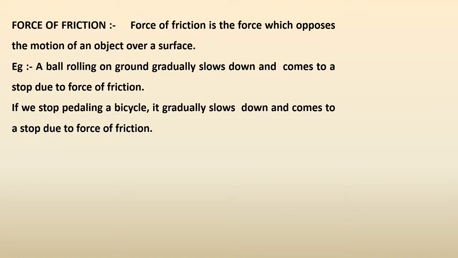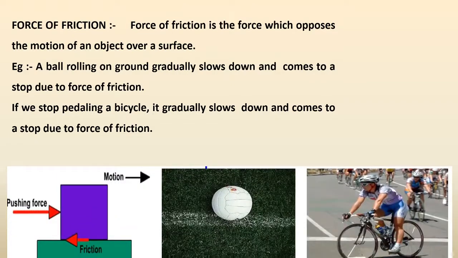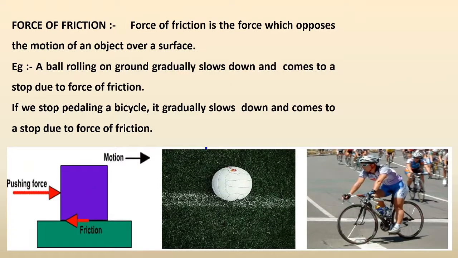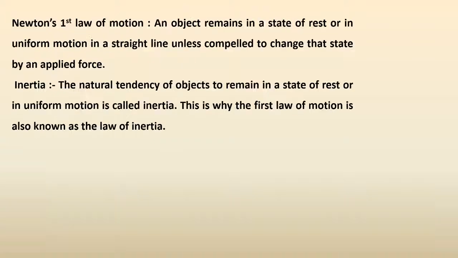Next is force of friction. And what is force of friction? Force of friction is a force which opposes the motion of an object over a surface. You can see it from this one. What happens if a ball is moving, and gradually it comes to rest? This is due to the force of friction which is present on the surface of the earth. Similarly with the cycle and any other substance.